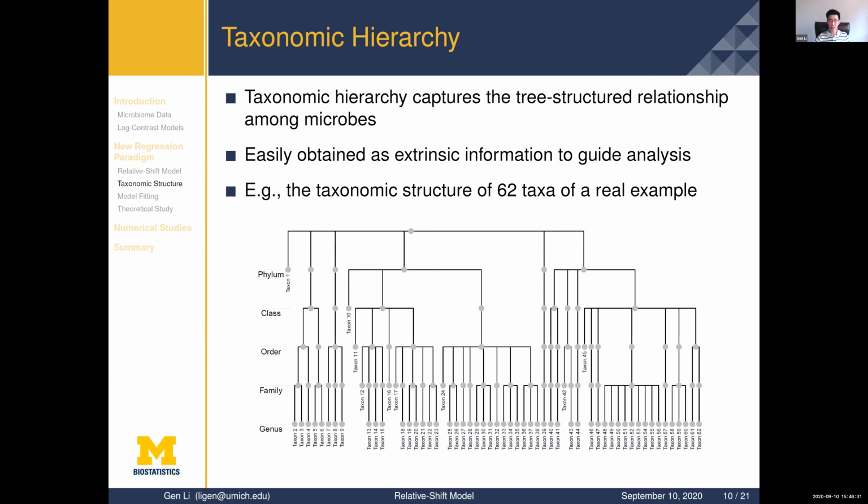And also you can see that different numbers of genera may combine to form a new family, and different numbers of families may form an order, and so on and so forth. So this information is commonly and readily available in practice. And in general, people have seen that it's useful to incorporate such information in various analyses. And here, our goal is to incorporate such information in the regression analysis and see how we can leverage this information.